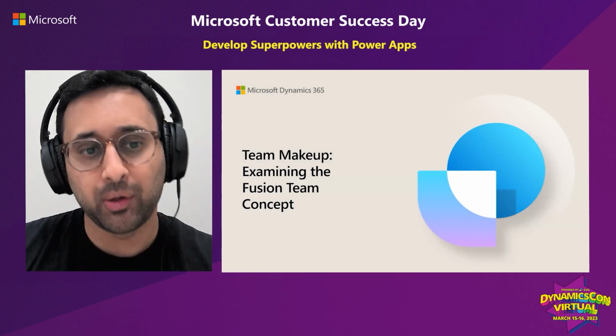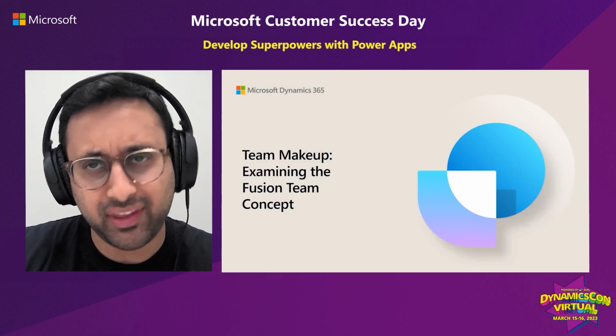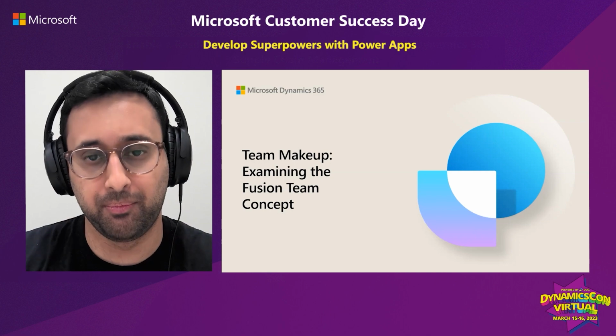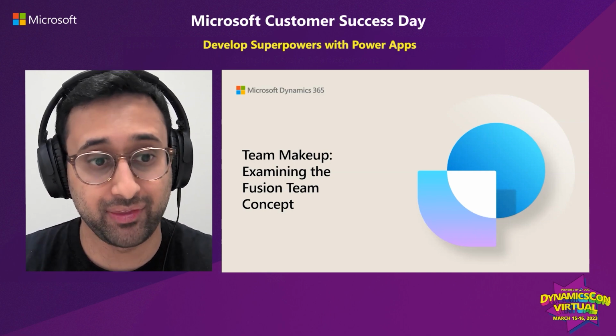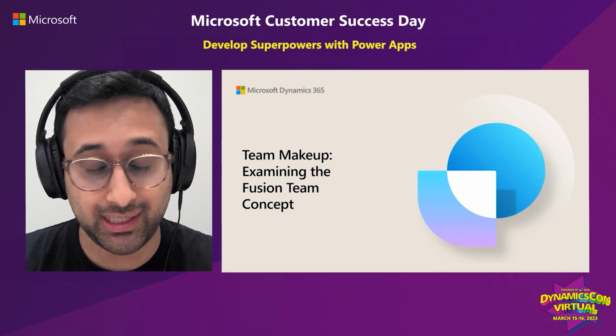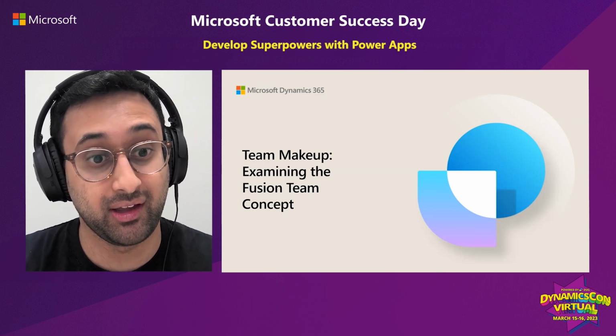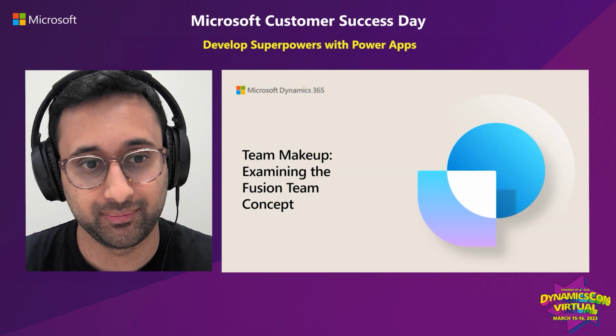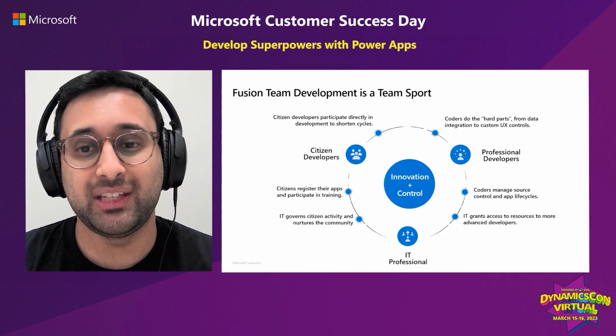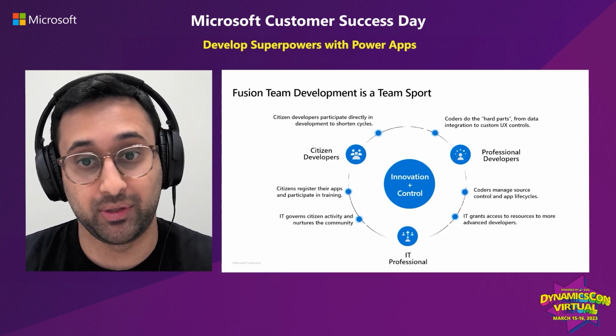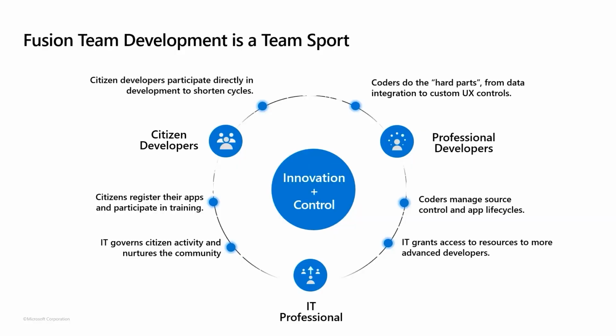Yeah, thanks, Kyle. So when thinking about who you want to bring into your team to build out these solutions, one of the key concepts that we want to focus on is a fusion team. The fusion team consists of three key personas. The first is the citizen developer. These are frontline workers or maybe business administrators who don't have a vast technical background.